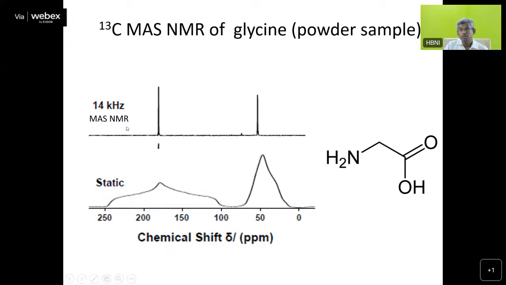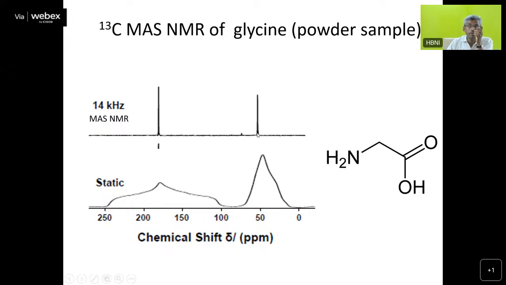But if you do magic angle spinning at a spinning speed of 14 kilohertz, then what you get is relatively sharp lines. You see a peak here, and you see a peak here. The line widths are of course comparable to that of solution NMR. May not be exactly, it will always be larger than solution NMR because one cannot completely average out the interaction. So from this you might have got an idea of how magic angle spinning NMR helps to get information regarding the local or chemical environment.